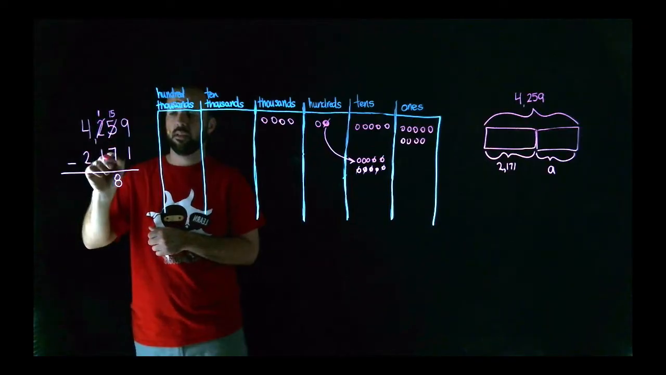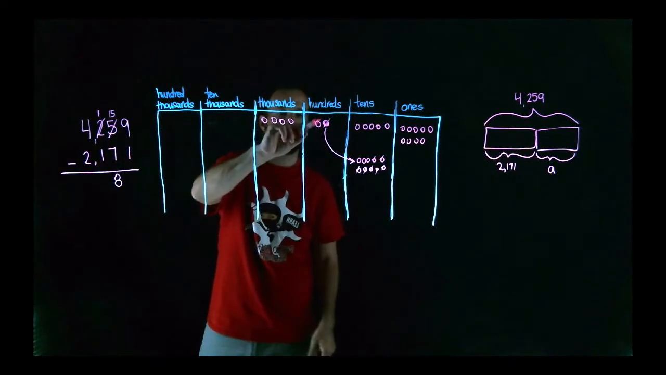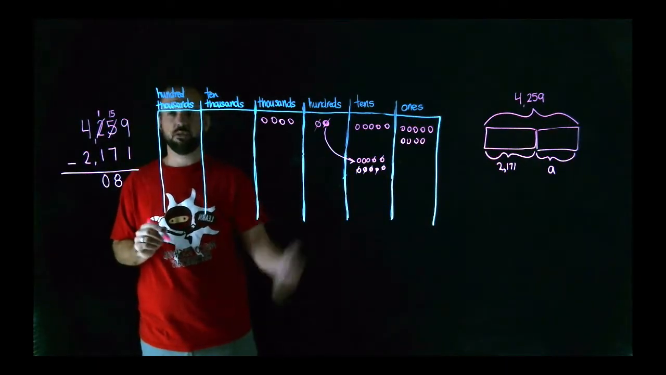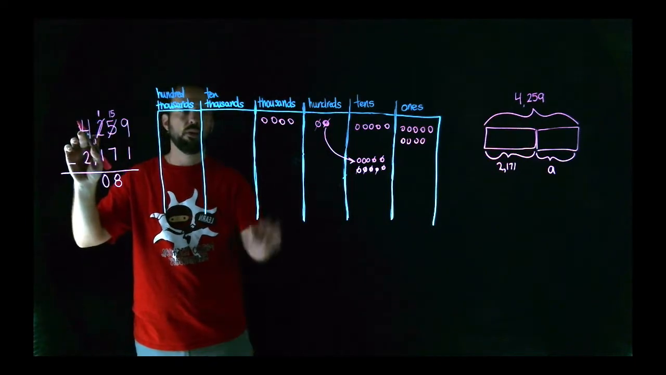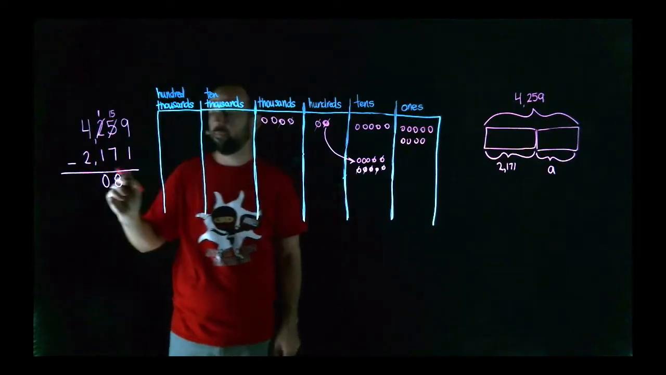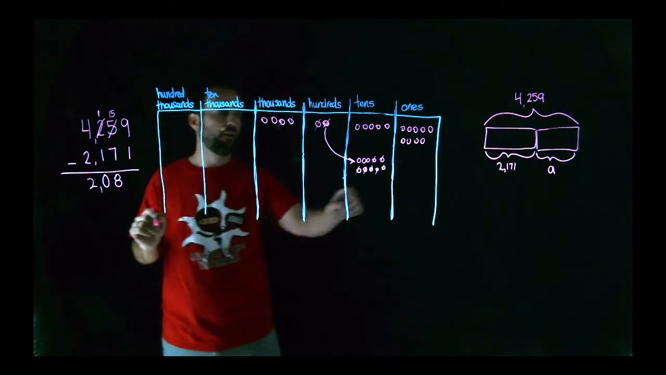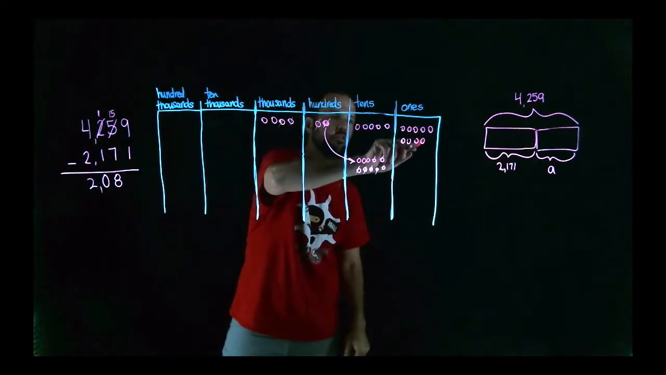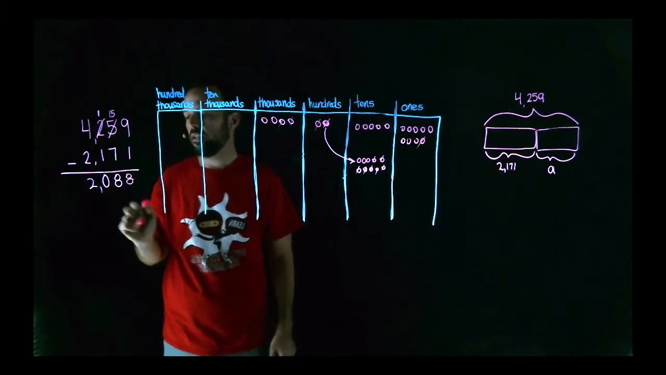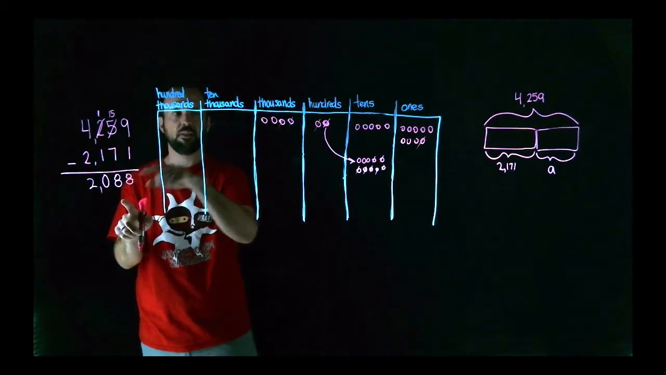So I have 1. Can I take 1 away from 1? So I have 100 left. Can I take it away? Sure. So that would leave me with 0, so I don't have any hundreds left. And now I have 4 thousands. I want to take 2 thousands away from that. Yeah, I can totally do that, which would leave me with 2. And I realized I never wrote down my ones when I did it, so I have 9, and I'm taking away just 1, which would leave me with 8. So now the answer to my problem over here is 2088.